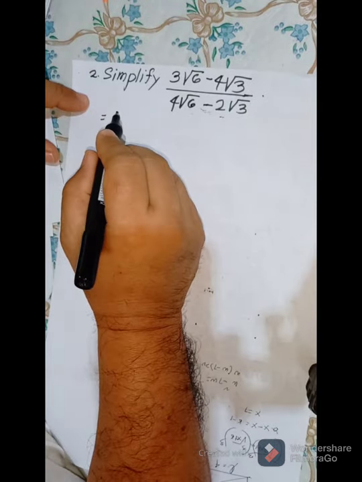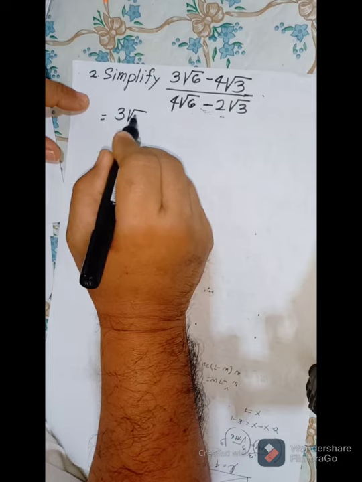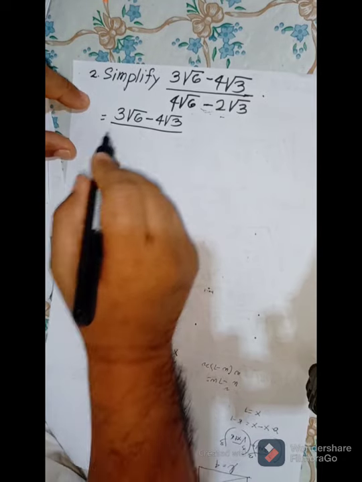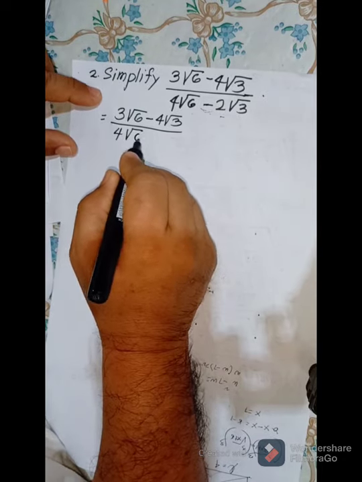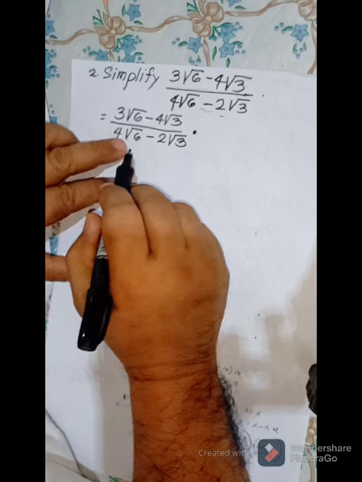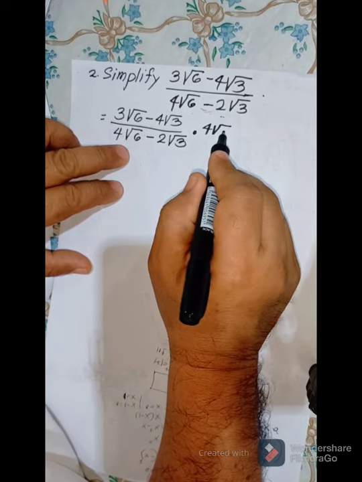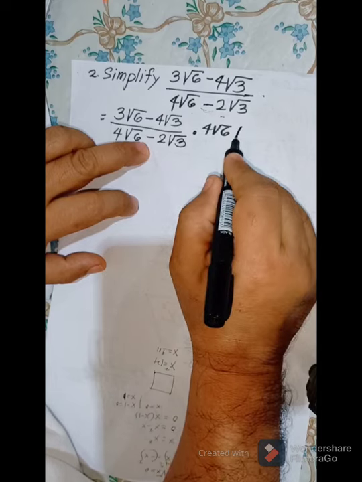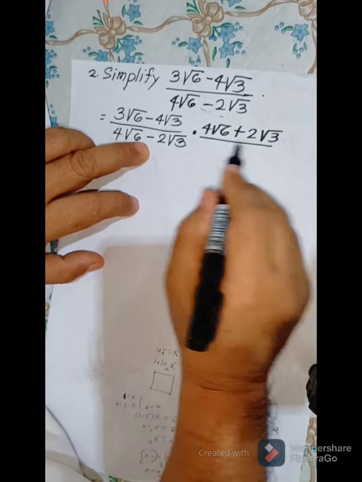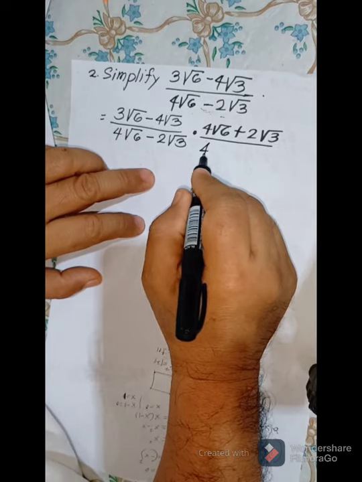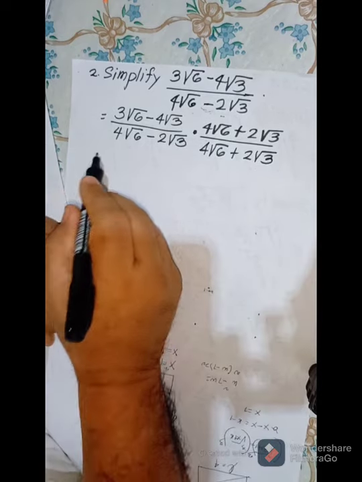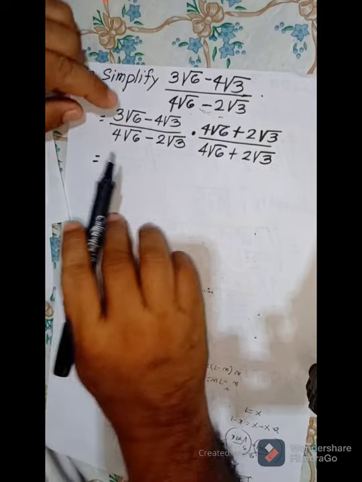So here we go. 3 square root of 6 minus 4 square root of 3 over 4 square root of 6 minus 2 square root of 3 times the conjugate of the denominator. We have 4 square root of 6, change the negative sign, so plus, copy 2 square root of 3 over the same expression, the conjugate of the denominator, 4 square root of 6 plus 2 square root of 3. Now, again, we apply the FOIL method.